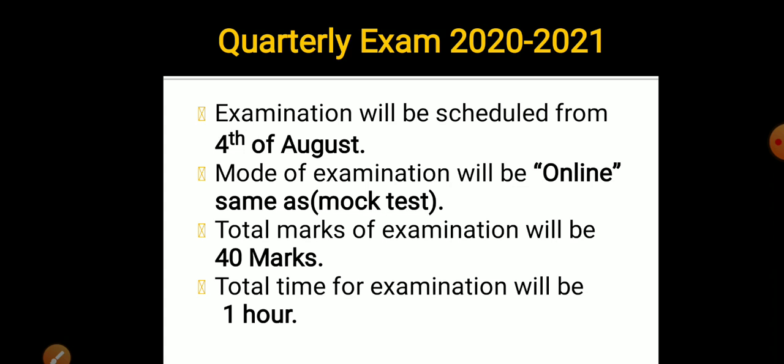Then the total marks of the examination will be 40 marks. Yes children, I repeat, the total marks of the examination will be 40 marks and the total time for the examination will be 1 hour. So I repeat, the total time for the examination will be 1 hour, children. For the mock test you got half an hour, meaning 30 minutes, as your test was for 20 marks. But this quarterly test will be for 40 marks, so the timing will be 1 hour. Okay children, I hope all the instructions are clear to you.